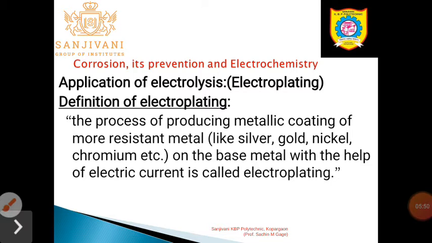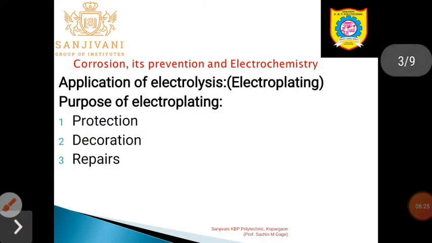So generally in the electrochemical series we studied that the inactive metals, or the metals placed at the bottom of the activity series, for example silver, gold, nickel, chromium, etc., are the more corrosion resistant metals. So producing a coating of such a metal on the base metal, that is, on your article which we are going to protect from rusting and corrosion with the help of passing electrical current, is called electroplating.